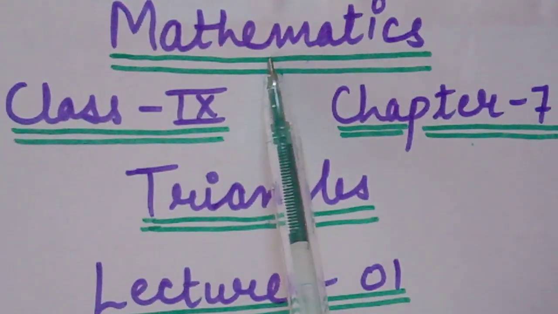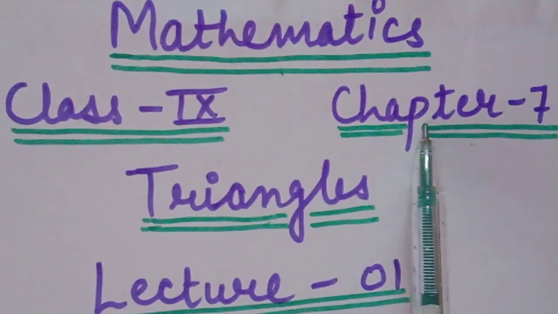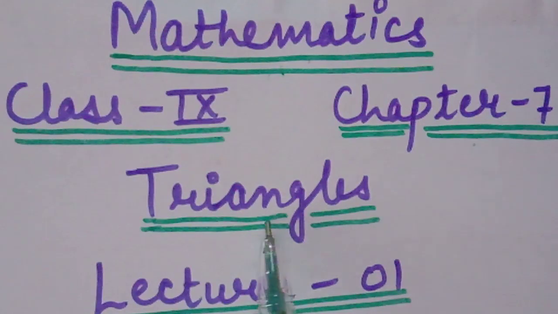So students, this is your mathematics class for class 9th, chapter 7. Today we are going to start a new chapter, chapter 7, chapter name triangles. This is our lecture 1 for triangles.